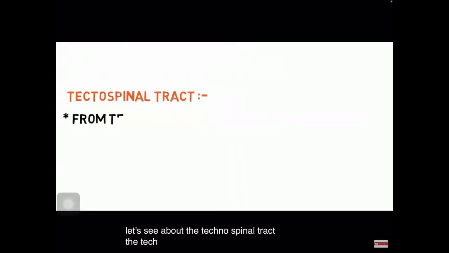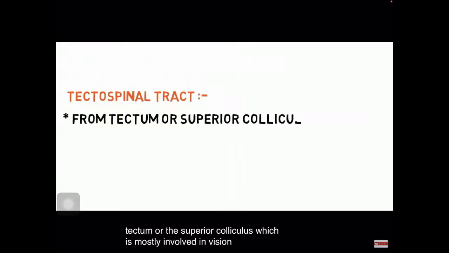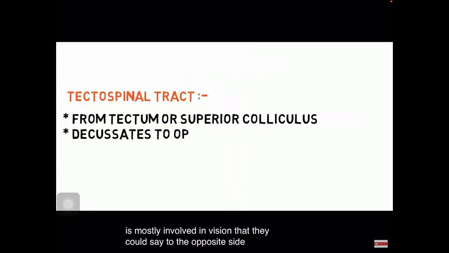Now let's see about the tectospinal tract. The tectospinal tract arises from the tectum or the superior colliculus. It's mostly involved in vision. They decussate to the opposite side.